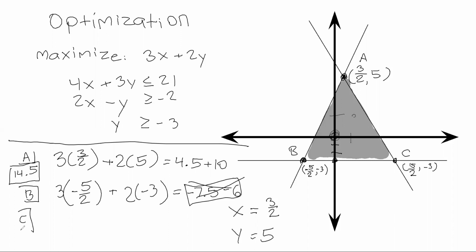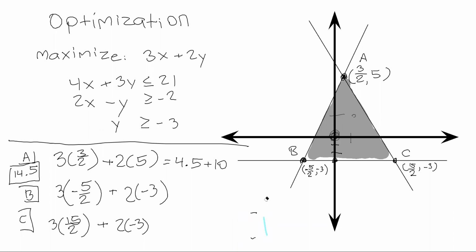So now we have one more point to test. We have x is 15 halves, and we have y is -3. So it's structured similarly to the last one we had. So we have 15 times 3 is 45. 45 over 2 is 22.5. So we have 22.5 minus 6, which yields 16.5.